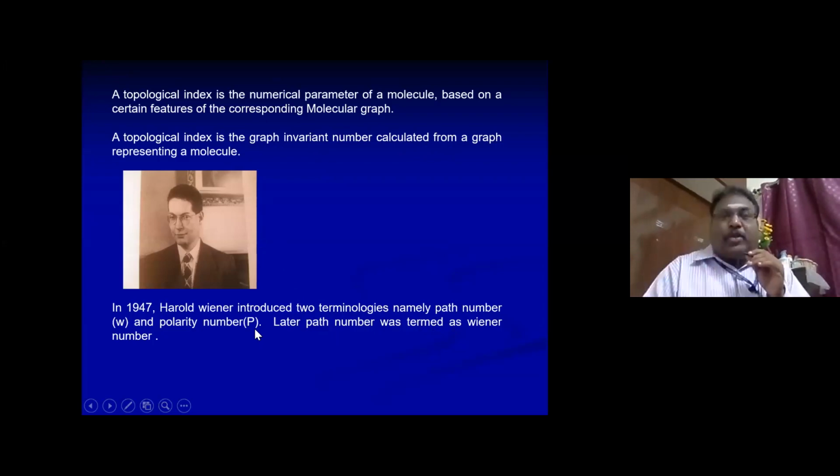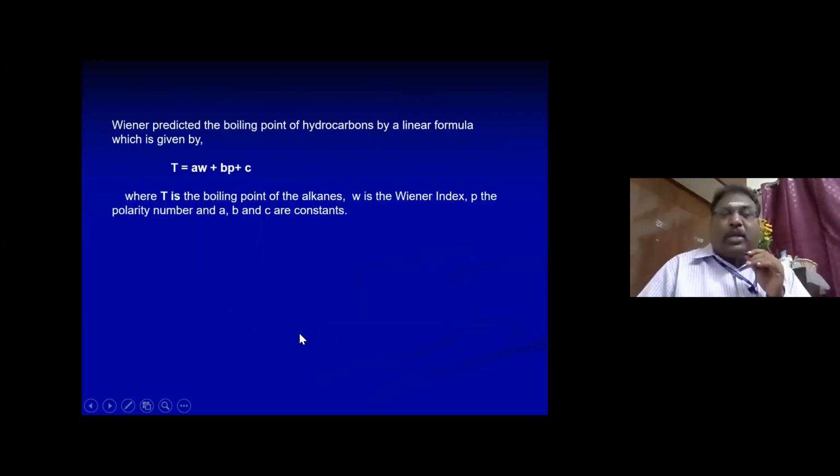Well, look at this equation: T equals AW plus BP plus C. Wiener predicted the boiling point of hydrocarbons by a linear formula. The relation with the boiling point of an alkane is: constant times the Wiener index W, plus constant times the polarity number P, plus C. So this is a very linear relationship. T is equal to AW plus BP plus C. It's on a plane. Fine.